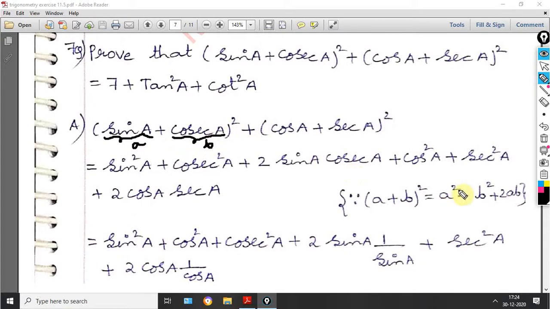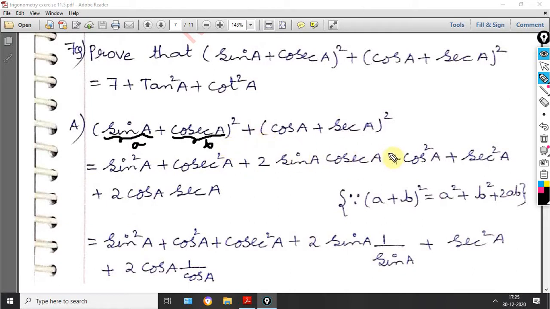So (A + B)² we can write as A² + B² + 2AB. So we are writing A². What is A here? Sin A is A, so A² means sin² A. Plus B² is there. What is B? Cosec A, so cosec² A. Plus 2AB is there, so 2 we are writing. Next A is sin A, B is cosec A.